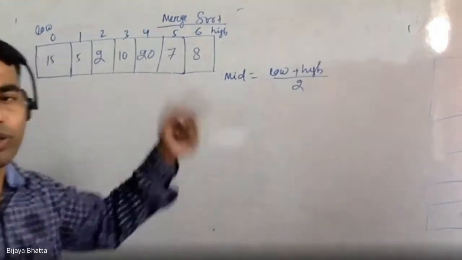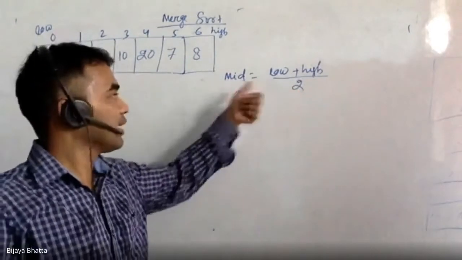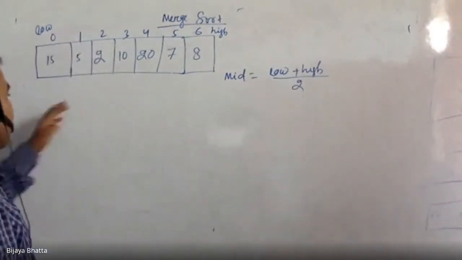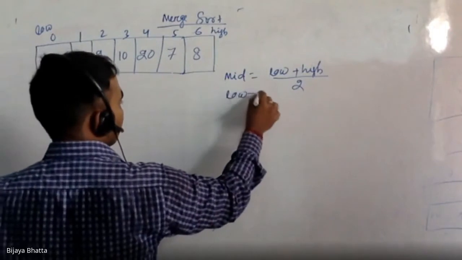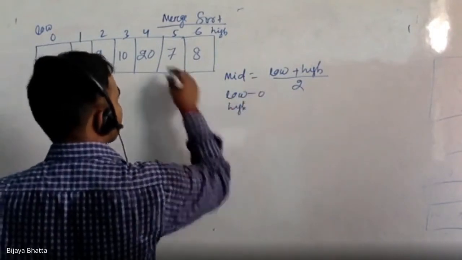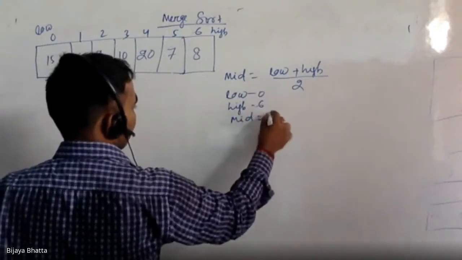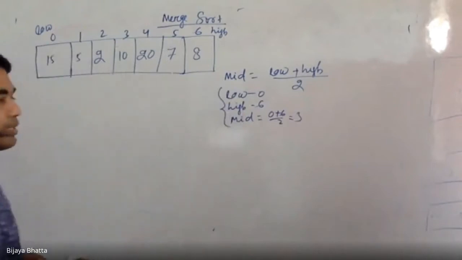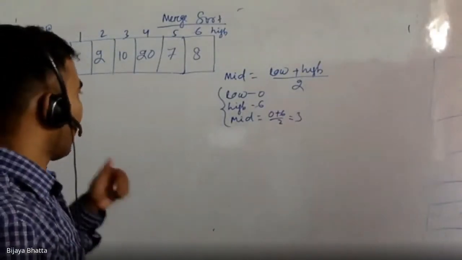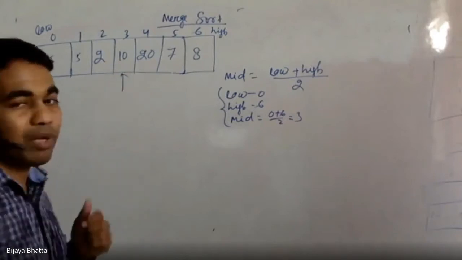We'll write down the algorithm, don't worry, but this is how it will work. So mid equal to low plus high by 2. In this particular instance, low is 0 and high is 6. So mid is going to be 0 plus 6 by 2, which is equal to 3. This is how it will be calculated. So I got a mid at this position. Now 3 is my middle position.